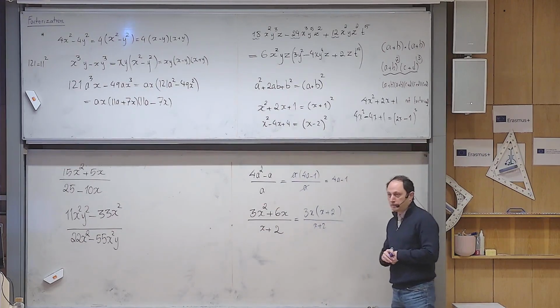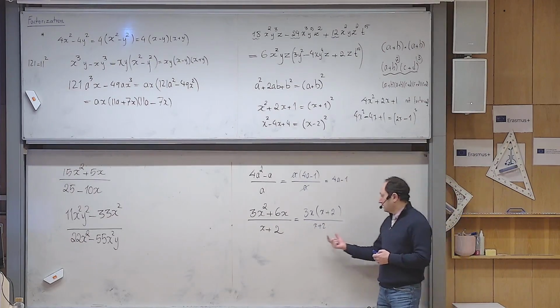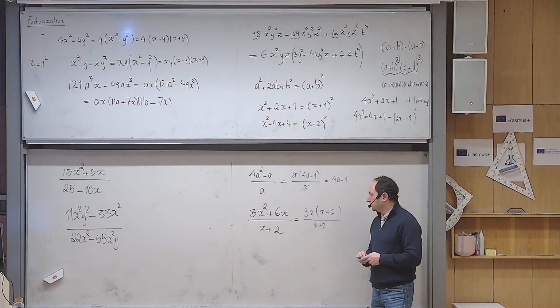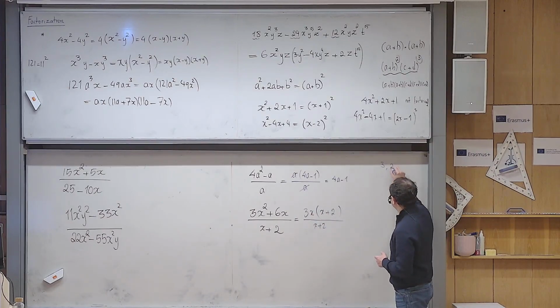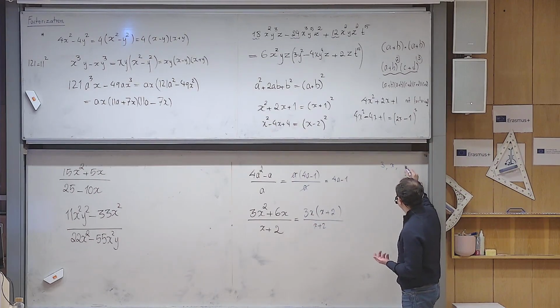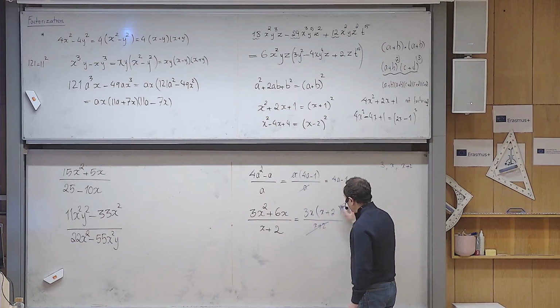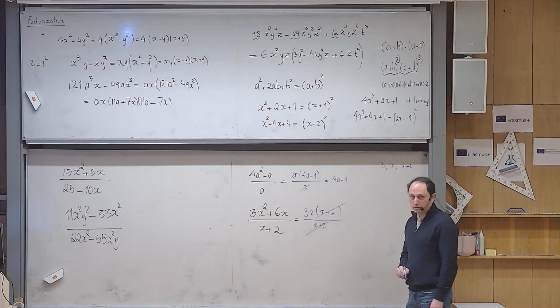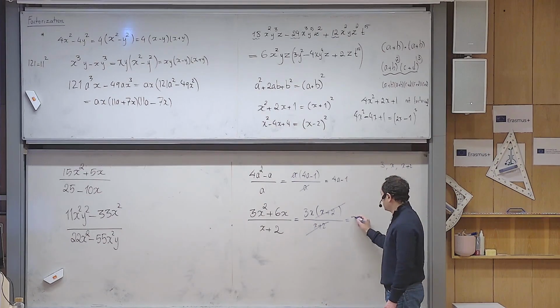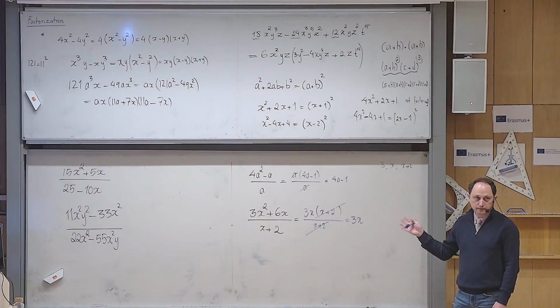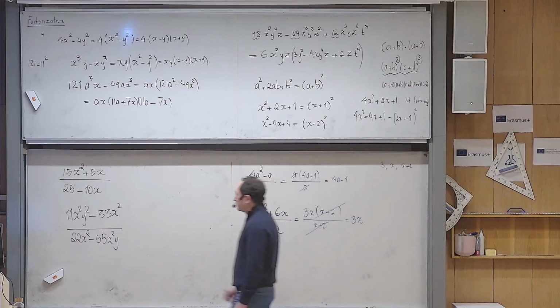But can I simplify something? Yes, because this is the only expression in the denominator. How many factors do you see in the numerator? One of them is 3, one of them is x, and one of them is x plus 2. And now you see x plus 2 is a factor, so I can simplify this x plus 2 with that x plus 2. Yes, and what is left is just 3x.